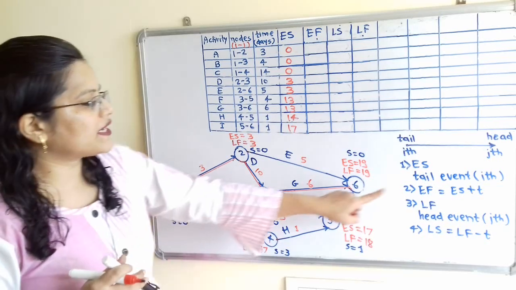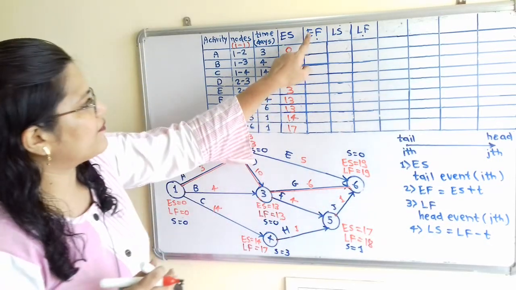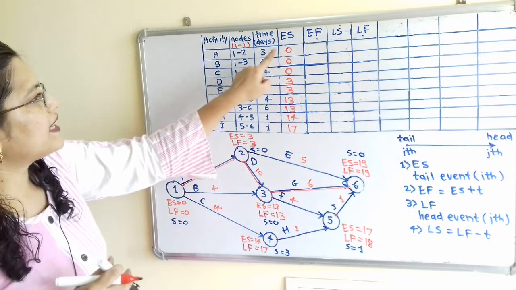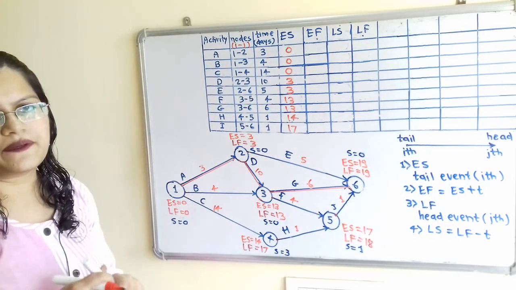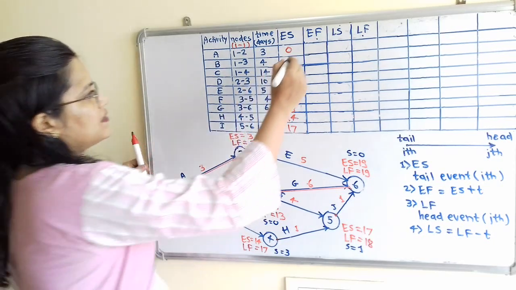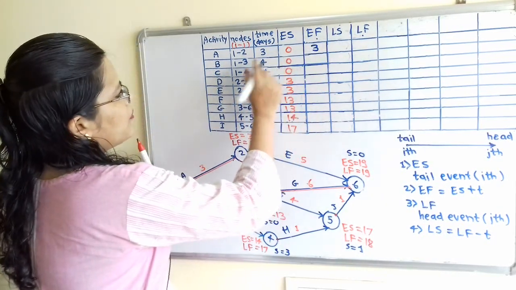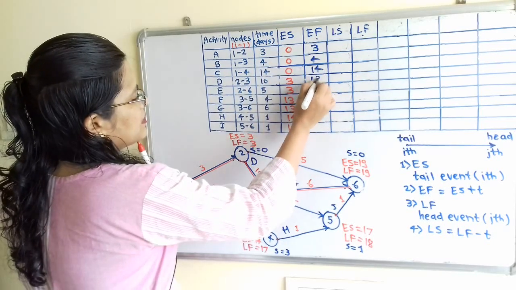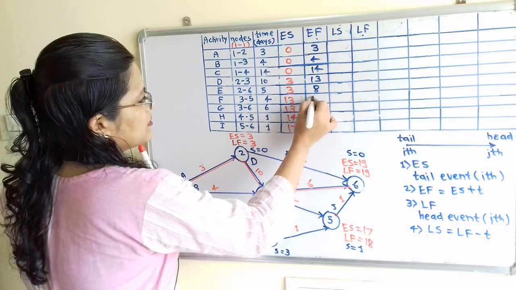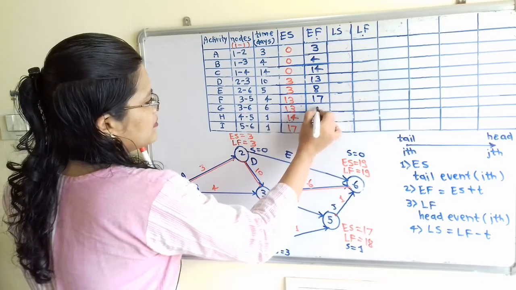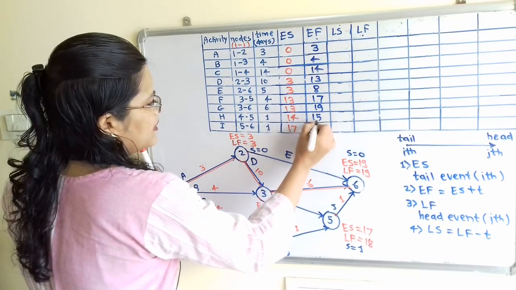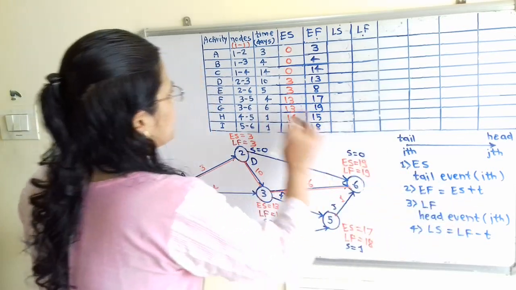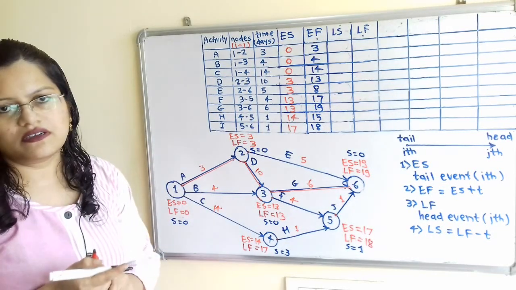Now we will move to the next, the calculation of EF. So how to calculate EF? That is ES plus T. So ES plus T, that is 0 plus 3, that is 3. Then 0 plus 4, that is 4. 14 plus 0, that is 14. Then here is 13, 8, 17, 19, 15 and 18. So we just add these two, where T is the time. The time is mentioned in the question.